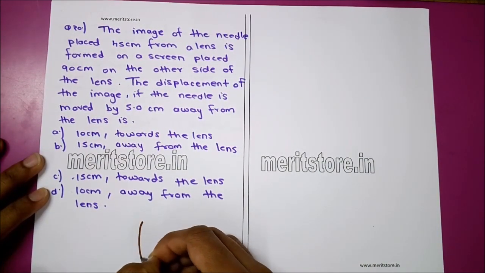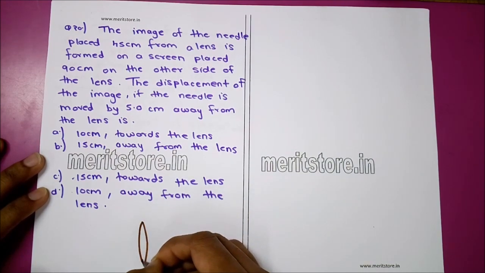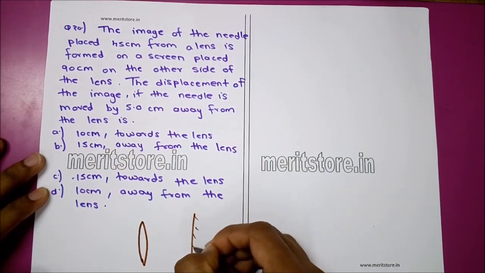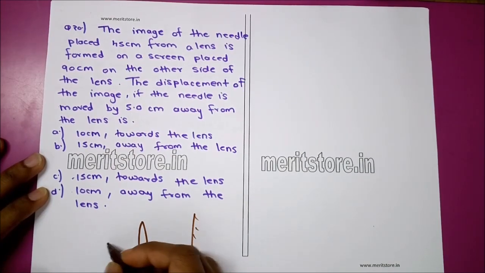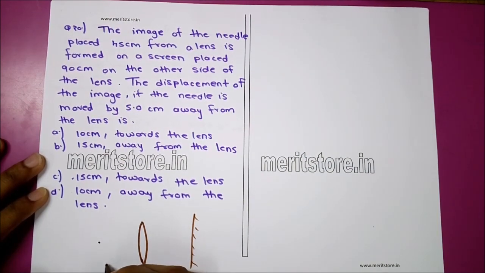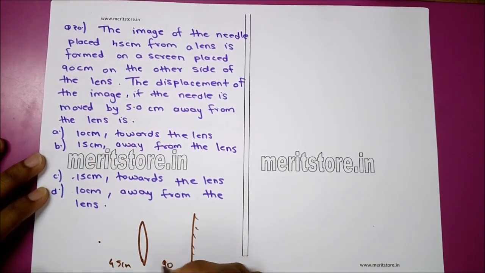Let us consider a lens. This is a screen on which the image is formed, and this is the object initially. Now initially it is 45 centimeters and this is 90 centimeters.